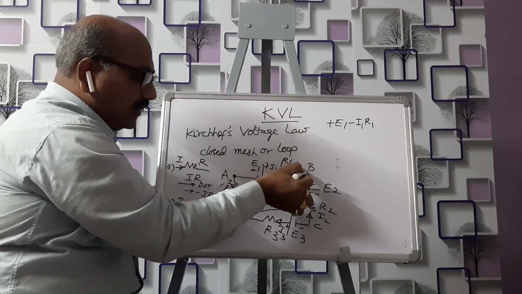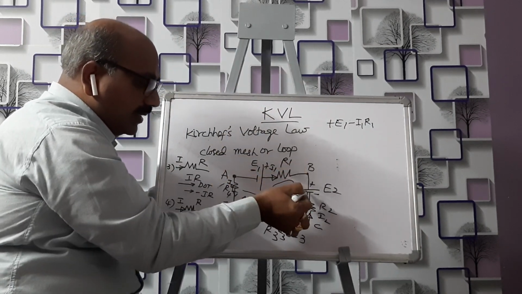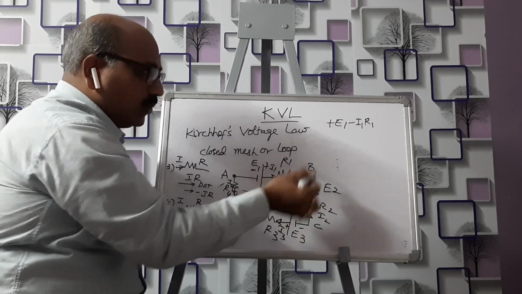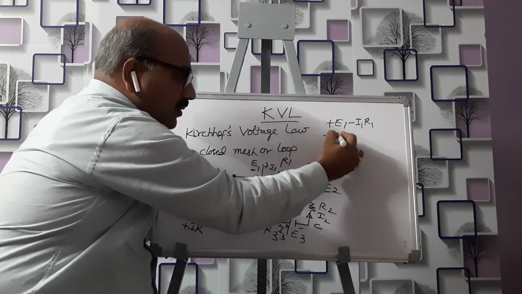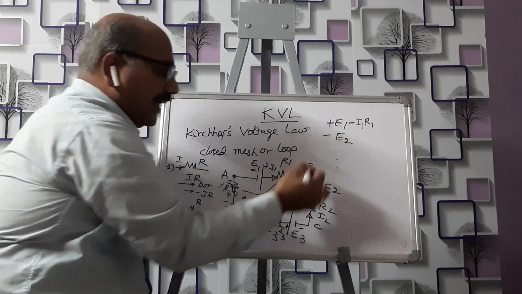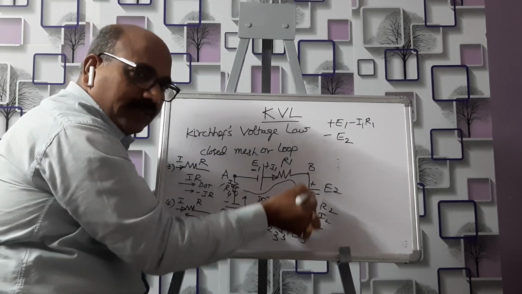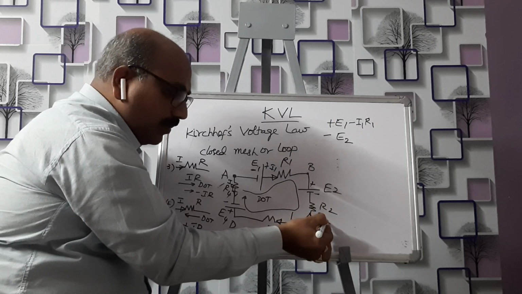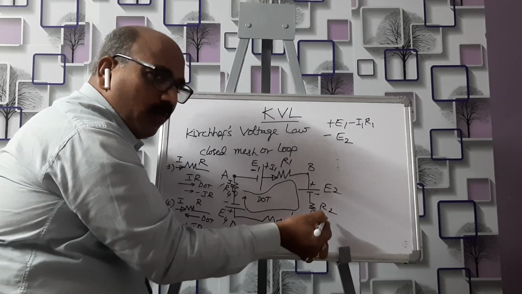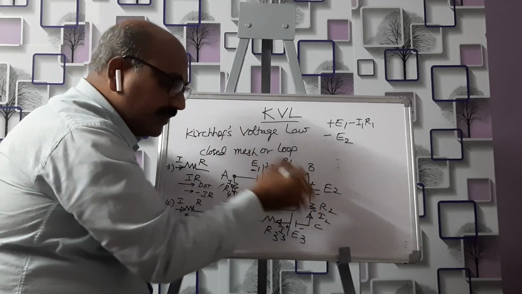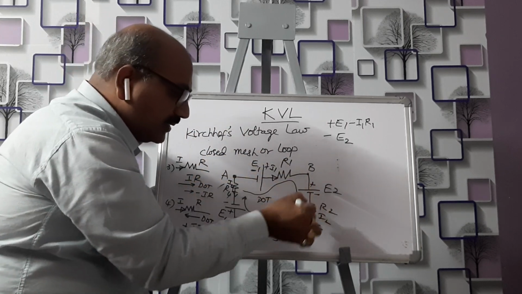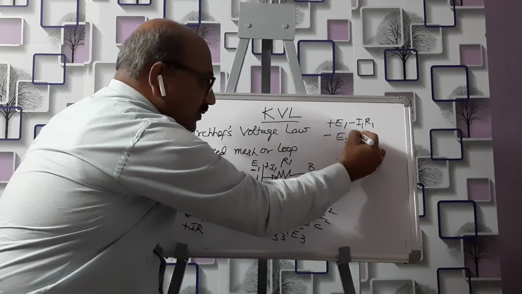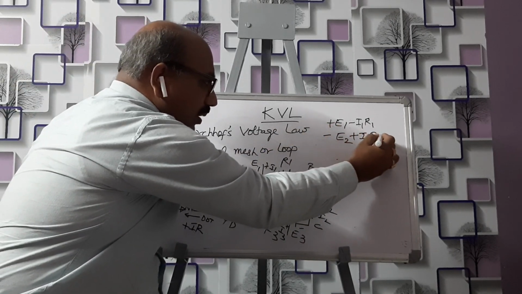Similarly, from this point to here, the direction of the EMF is from plus to minus. According to rule 3, which we followed, it is minus EMF, minus E2. Again, in the case of resistance, the value of the drop is the product of current and resistance. But is the sign positive or negative? This value is in opposition to our direction of travel, so according to rule number 4, its value is plus I2 R2.